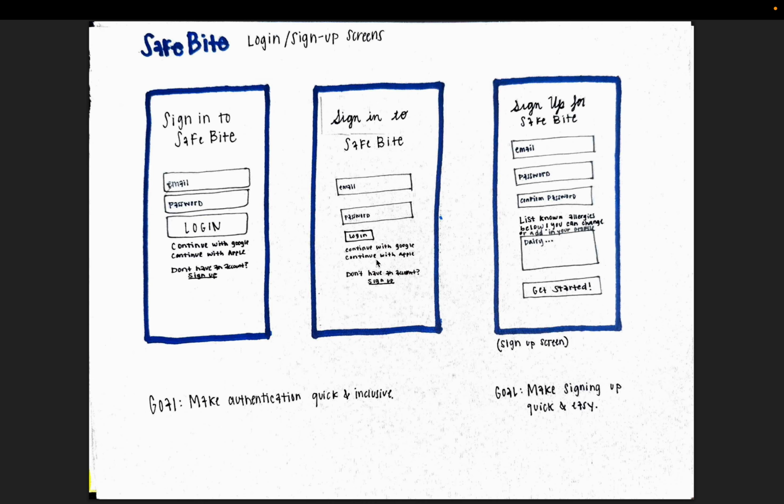I did see that a lot of apps that I use these days have continue with Google and continue with Apple, because some people find it easier to just continue with their Gmail. They have it linked through everything in their phone, and same with their Apple emails and IDs. So I was toying with the idea of having that on there as far as our login screens, and then I made a separate screen for signing up where you have your email, password, confirming that password, listing your allergens, and then go ahead and get started.